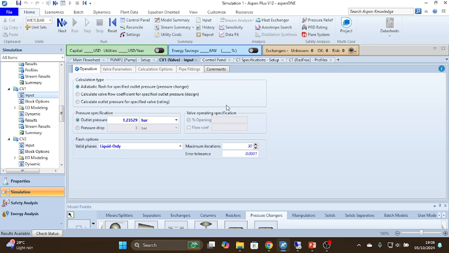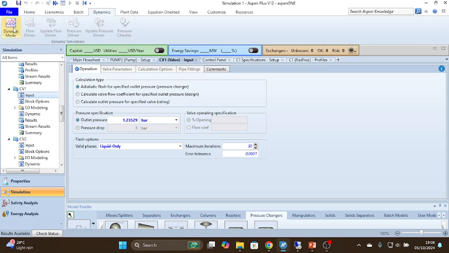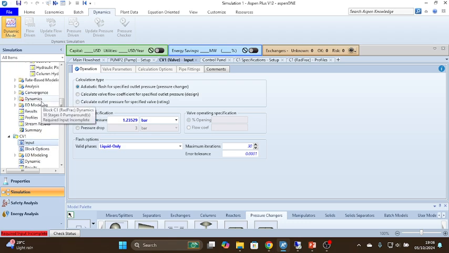Our next step is to initiate the dynamics of this column. For initiating the dynamics, we have to select this dynamic tab over here and select the dynamic mode. Now you can see that required input is incomplete because more specifications have to be given. Now you can see this red mark has come over this dynamics. We are going to select dynamics.